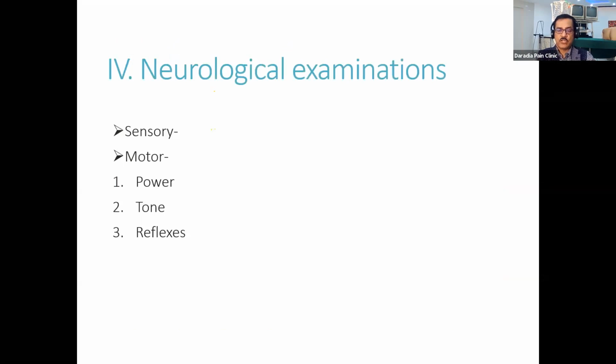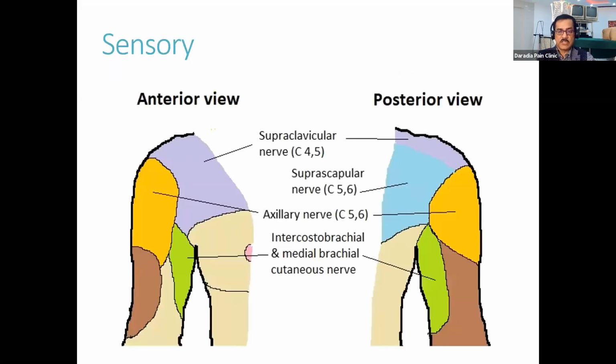Then comes your neurological examination. As I told, neurological examination should be started quickly. Cranial nerve examination and higher function tests should be assessed when you are talking with the patient itself. And then your sensory and motor. In the motor, the power and the tone, to understand the upper motor neuron lesion or lower motor neuron lesion, and reflexes. So first is your sensory.